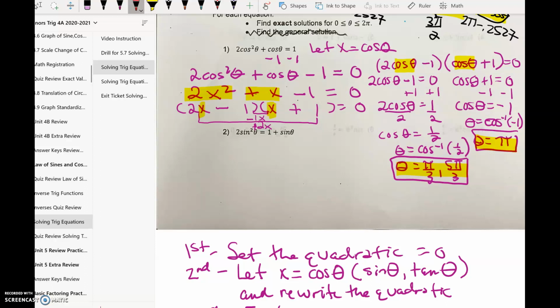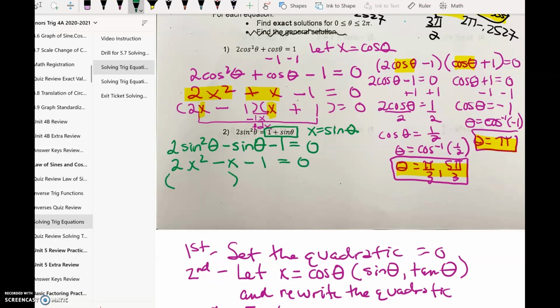Right, so let's go ahead and do number 2. I'm going to do it in a different color just because this is getting a little crowded here. My first step is to set it equal to 0. So I'm going to subtract the 1 and the sine of theta, and I would end up with 2 sine squared of theta minus sine of theta minus 1 equals 0 because I moved these two over to the left, so I subtracted them both. My second step is to let x equal sine of theta. So I'm going to rewrite this as 2x squared minus x minus 1 equals 0.